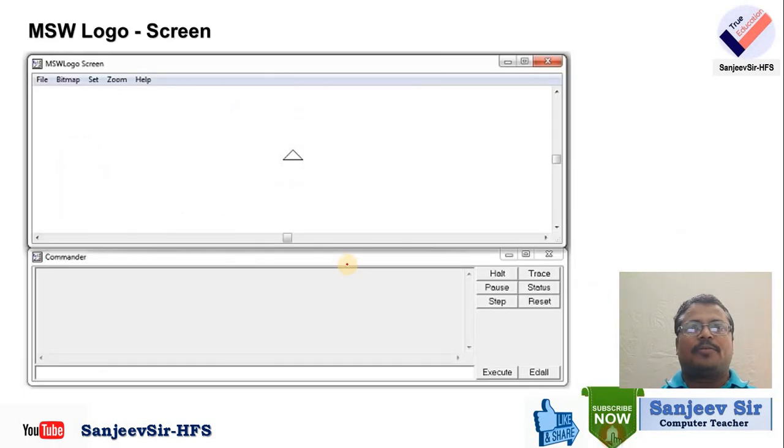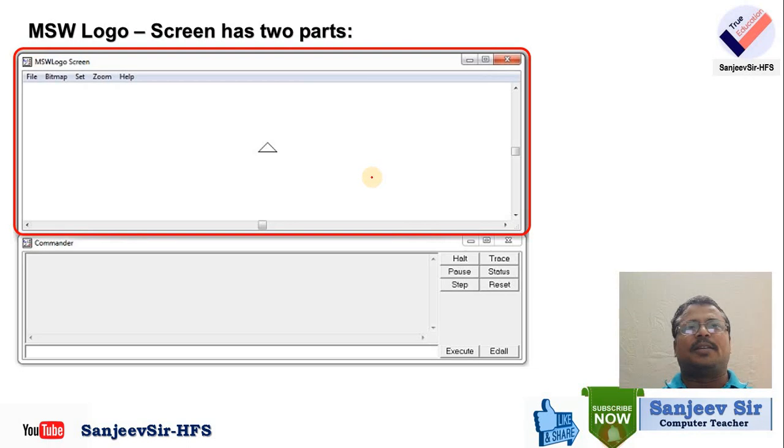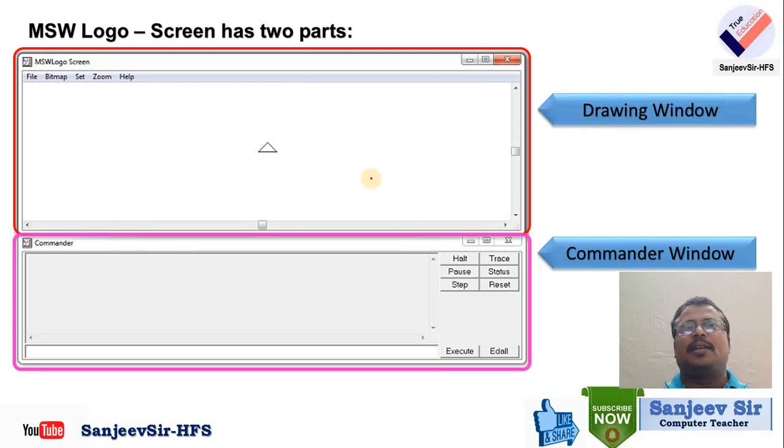Okay, so when we start MSW Logo, you will get these two screens. This is the screen, and this is known as the turtle. What is that? Turtle. The turtle is always on the playground area. This is the playground area or drawing area. These are the two parts of the MSW Logo screen: the upper part is the drawing window, and the lower part is the command window.